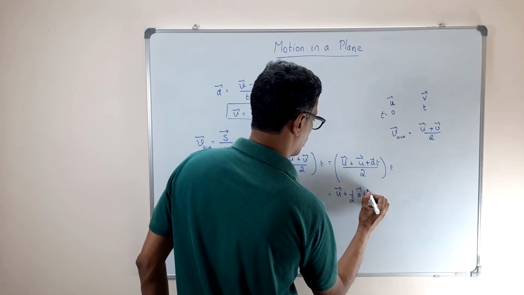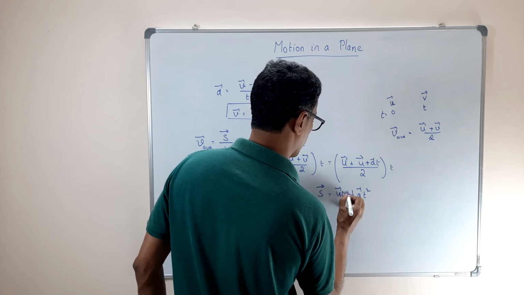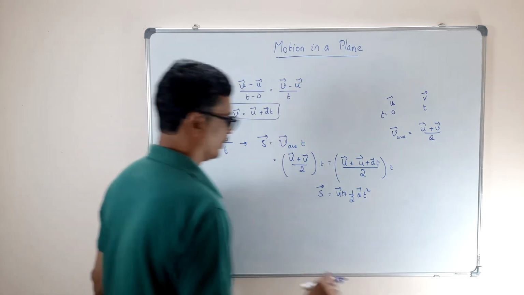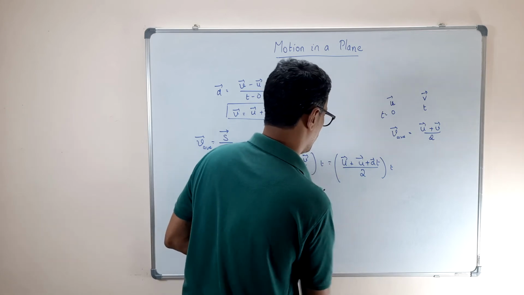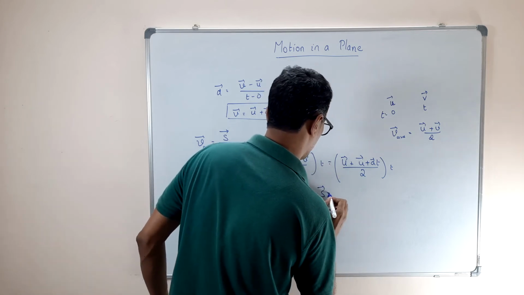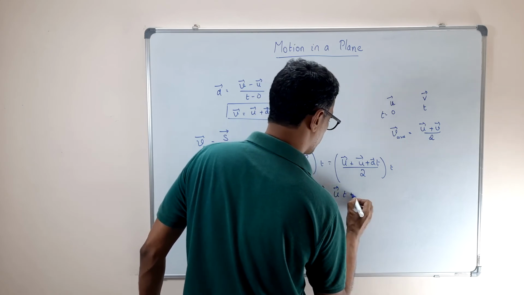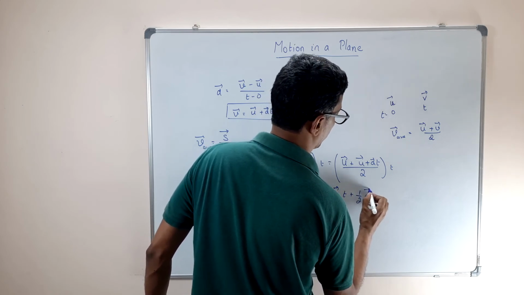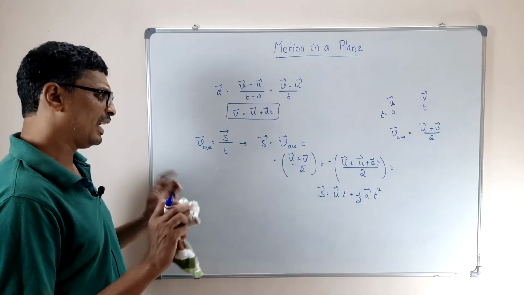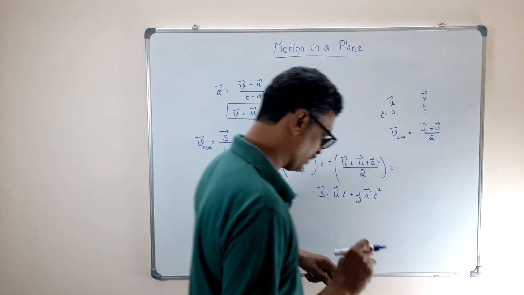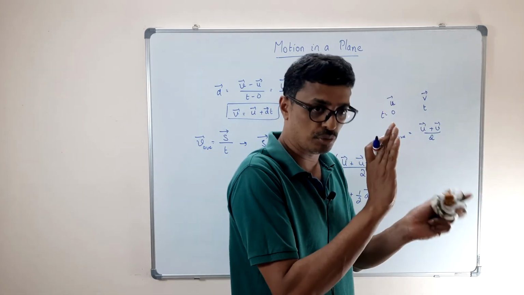Is that your formula? So S is equal to UT is there. Let us write it neatly. Your S vector equal to U vector T, UT, plus half A vector T square. This is how the book does it, but actually the right way of doing it is to resolve it into two components. That's what we studied about resolving vectors.